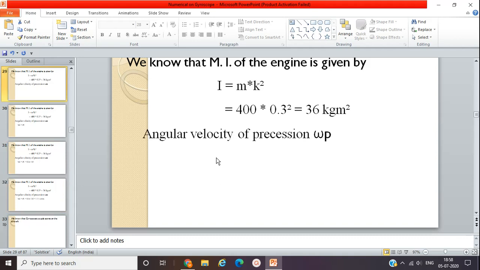square. Now the angular velocity of precession, denoted by omega p, will be equal to v by r, where v is the linear velocity given in the problem statement, 200 km per hour, which we have converted into meter per second, upon r, the radius. So by putting the values given in the problem statement, velocity 200 km per hour, converted into 55.6 meter per second, upon radius 50, we get the angular velocity of precession equal to 1.11 radian per second.